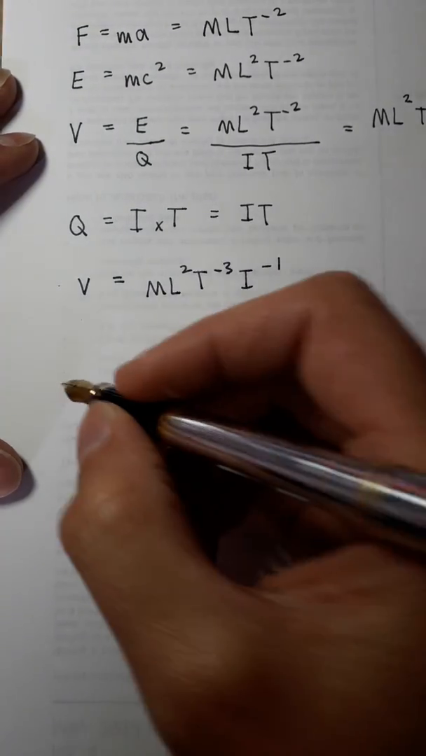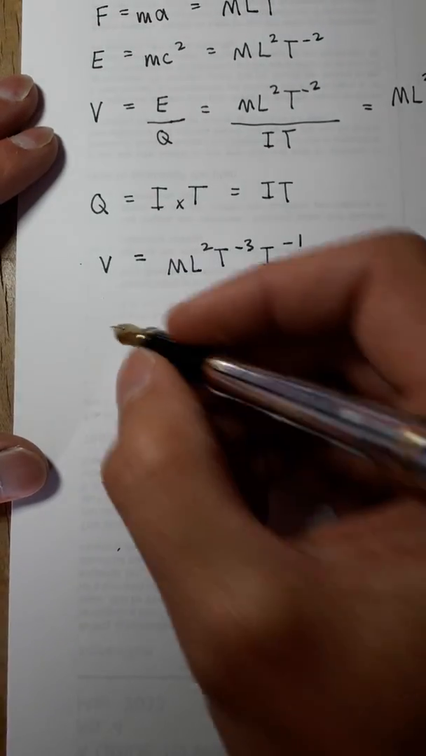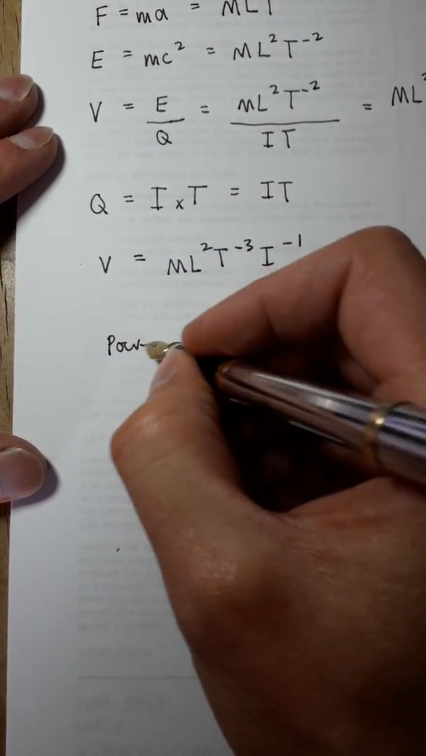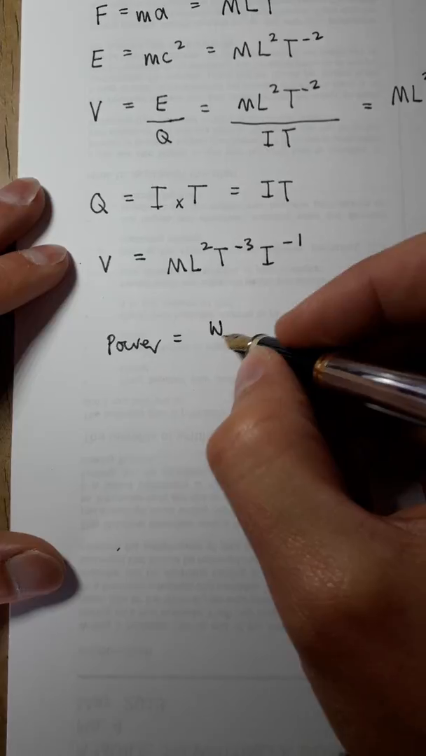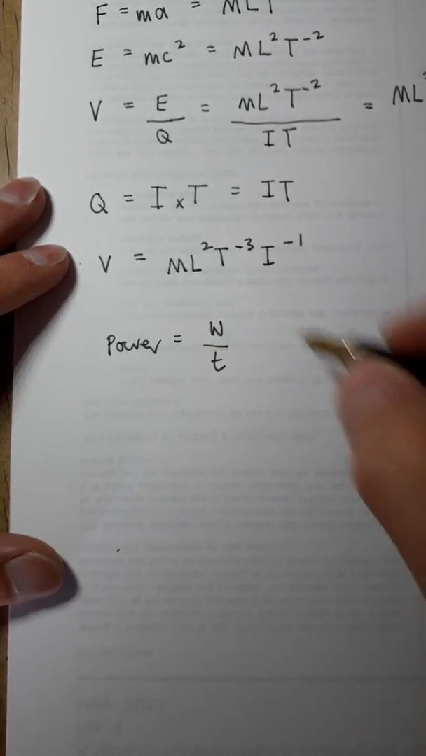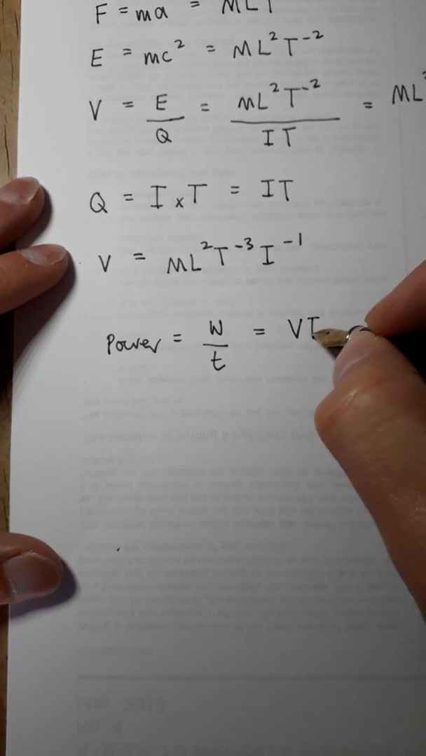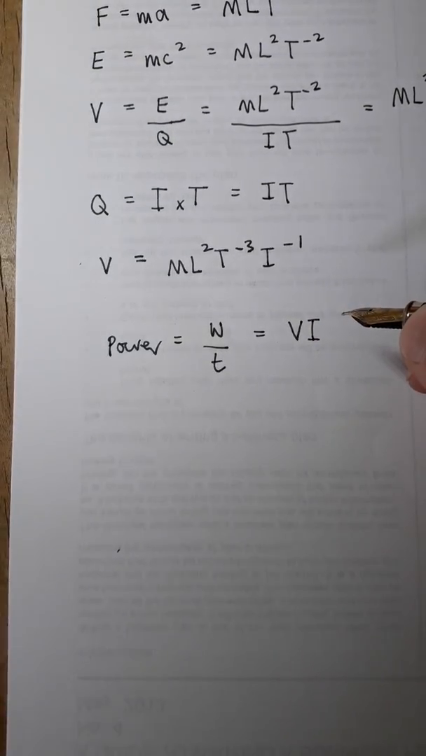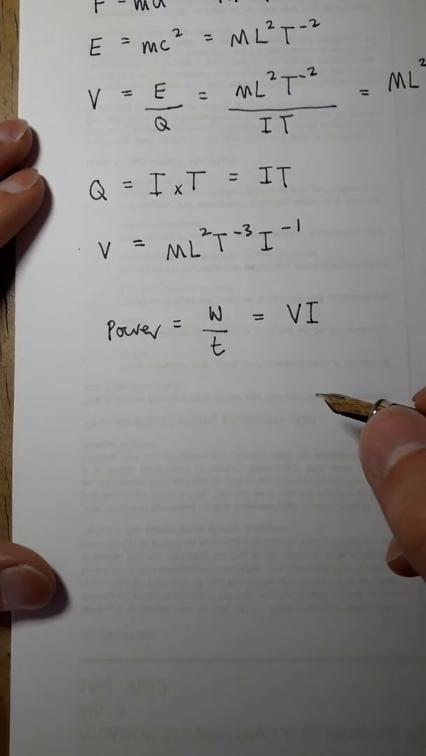Okay, let's say I now want to examine power. A mechanical power is equal to the work done divided by the time taken. An electrical power is the voltage applied multiplied by the current passed through. Now I want to try and show that these two units are equal.